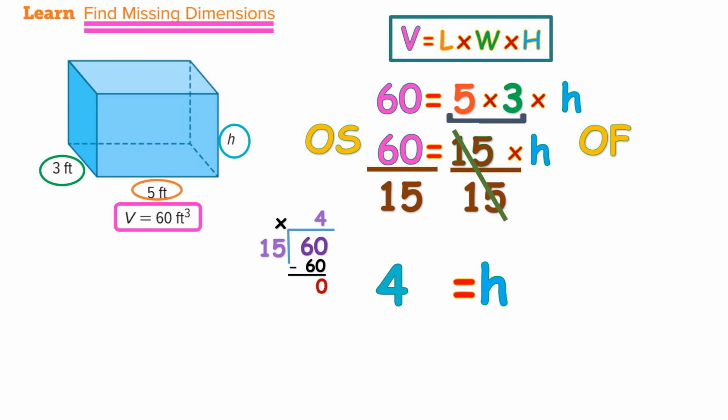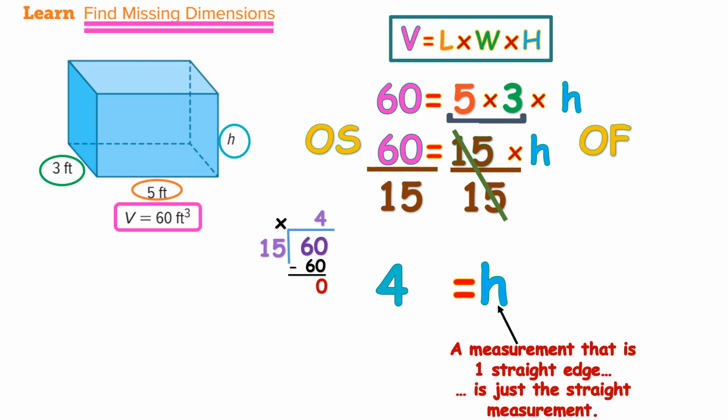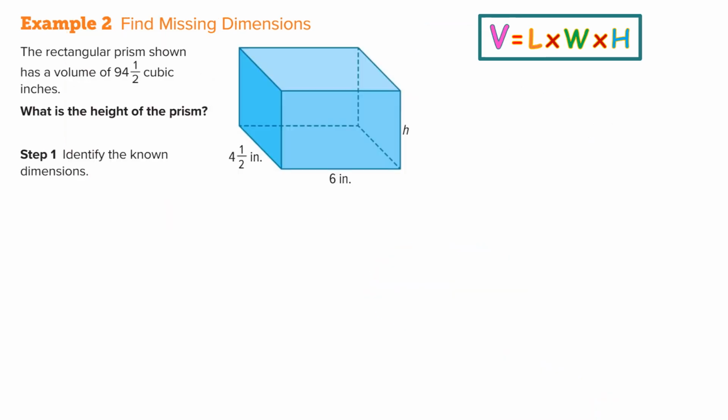Now, keep in mind, we aren't finding volume, right? We're finding a straight edge measurement, which is the height. And if it's a straight edge measurement, I just use the straight measurement. I don't have any exponent. So I'm finding that my height is equal to 4 feet. We got that? How about we try another one?